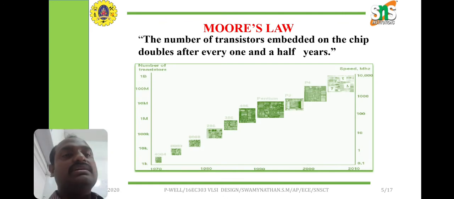Next, Moore's law. For every 1.5 years, the chip size will be doubled. That is called Moore's law. From the 1970s to 2010, the integration levels were updated based on the number of transistors and the speed. Because when we consider VLSI design, three parameters are important: one is speed, another is area, and another is power. Based on these three parameters only, we define the VLSI design.